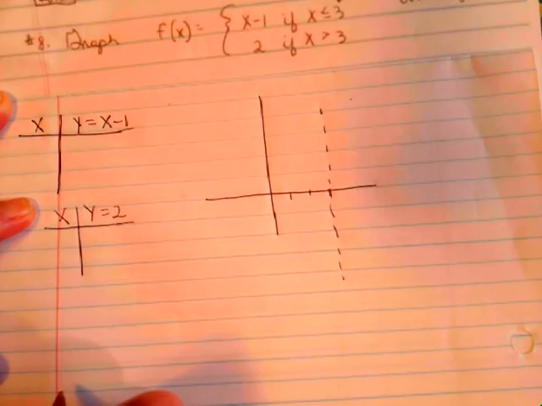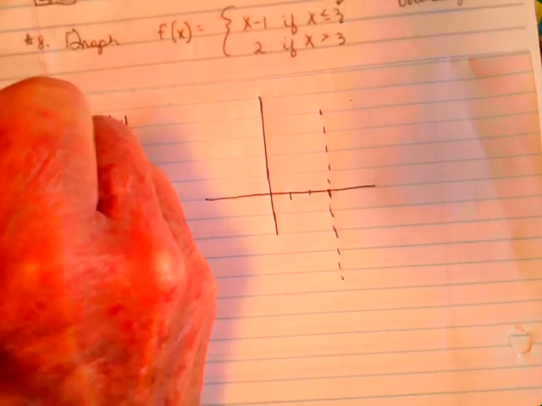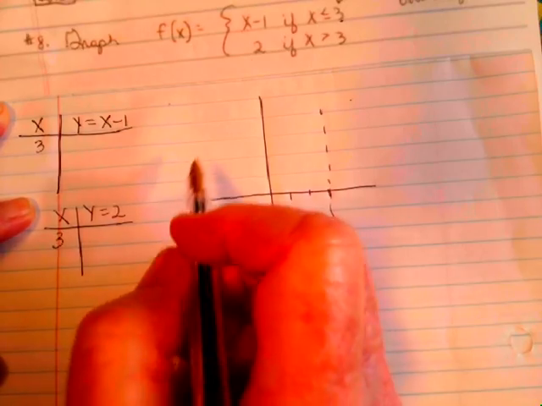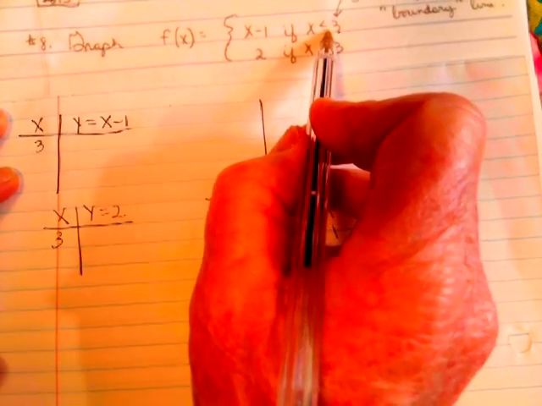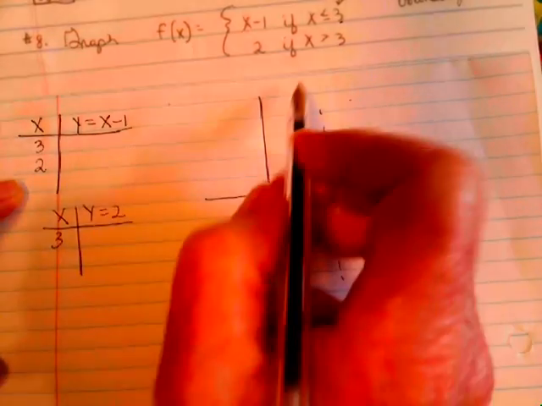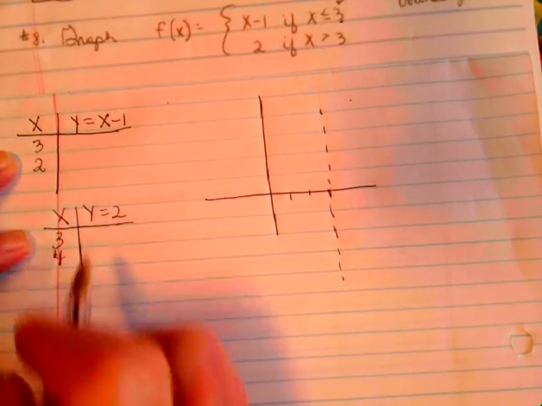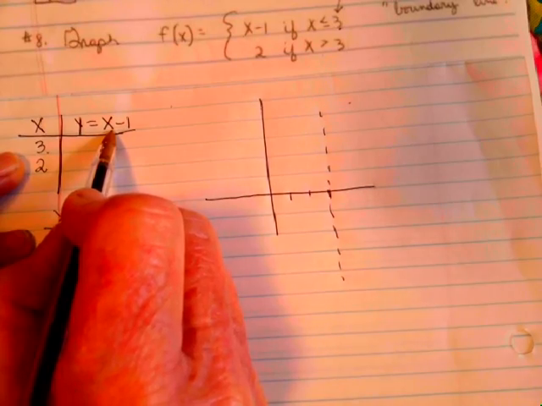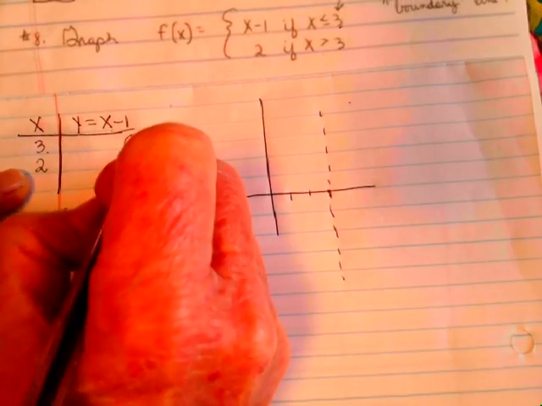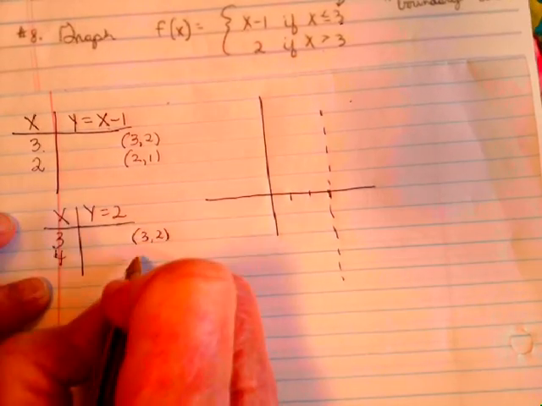It takes 2 points to draw a line, so I'm going to use 3 for the first value for x in each of these tables. Since this says less than or equal to 3, my next number that I choose for table 1 is 2. This one says greater than 3, so I'm going to choose 4. When I substitute these values for x in this expression, I have (3, 2) and I have (2, 1). This will give me (3, 2) and (4, 2).